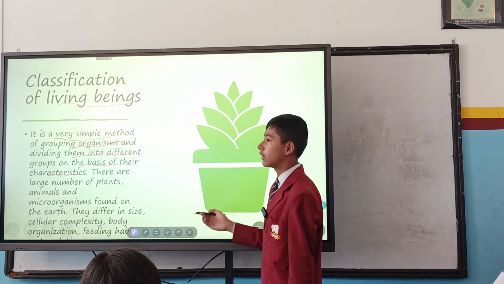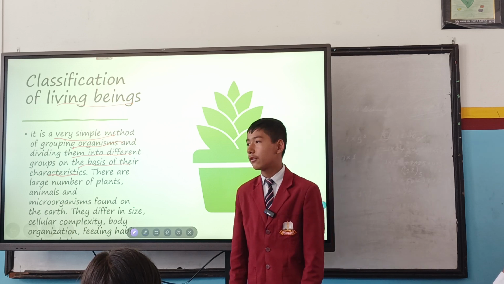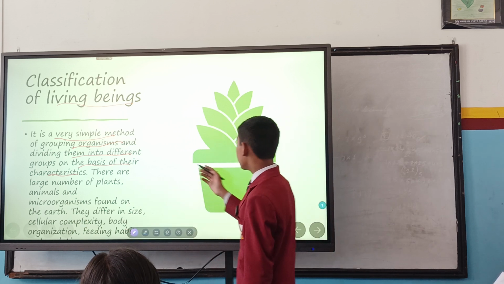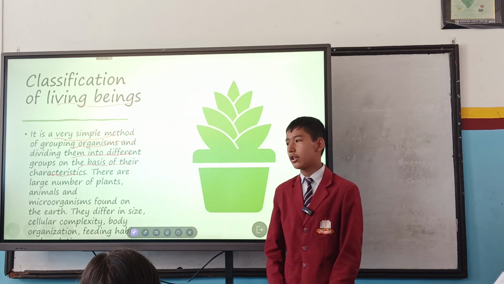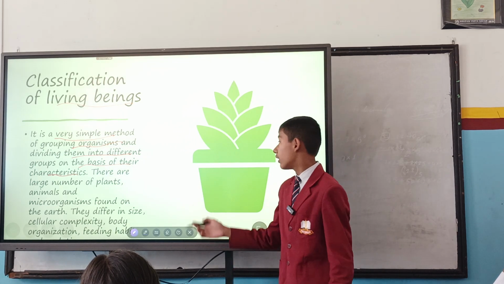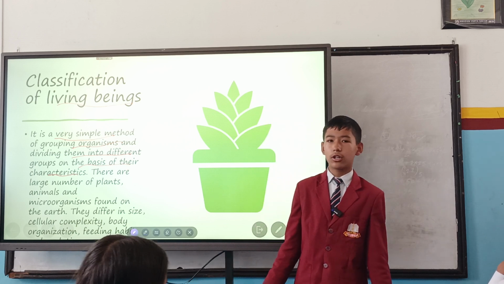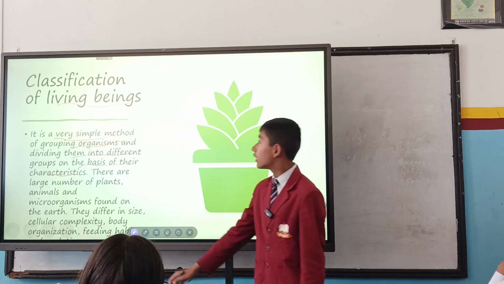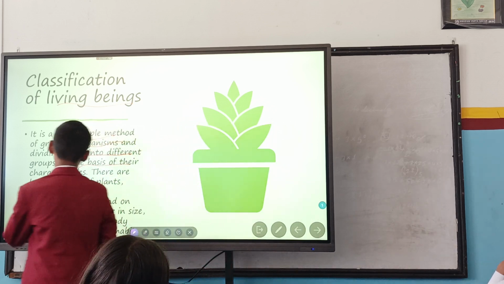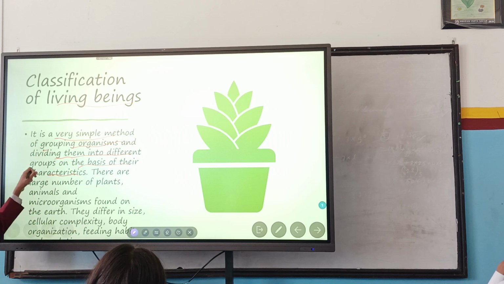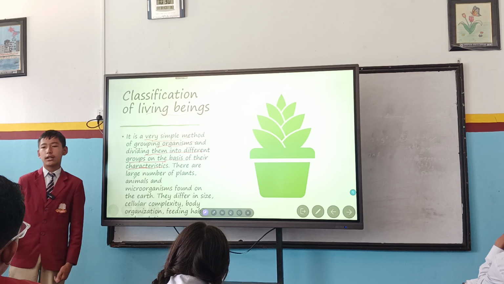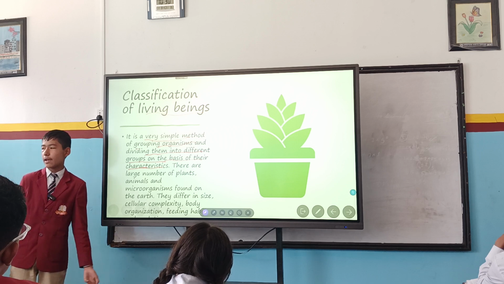Like some plants use different processes for respiration and preparing their food. Same as that, all types of living beings have their own classification, right? Some of them are like Plantae, kingdom. We have also studied in smaller classes about phylum and classes. They are also classifications of living beings. So it is given here. It is a very simple method of grouping organisms and dividing them into different groups on the basis of their characteristics. Any type of living organisms are divided into various types of names.